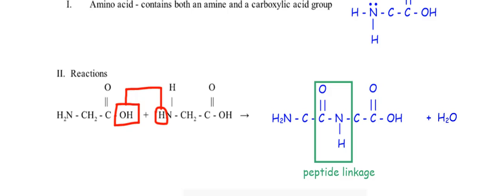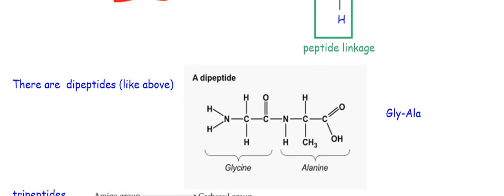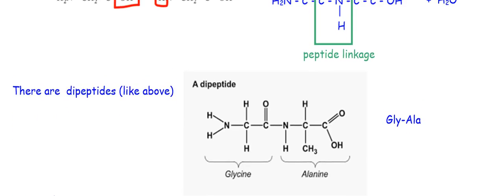Why do you think they call it peptide linkage? What does it end in? It ends in "ide." Why? Because this is an amide, isn't it? All right. So I just threw in some examples. This may start looking like a biology class.